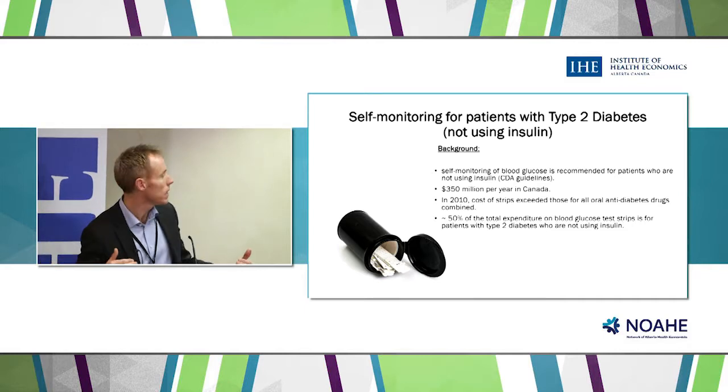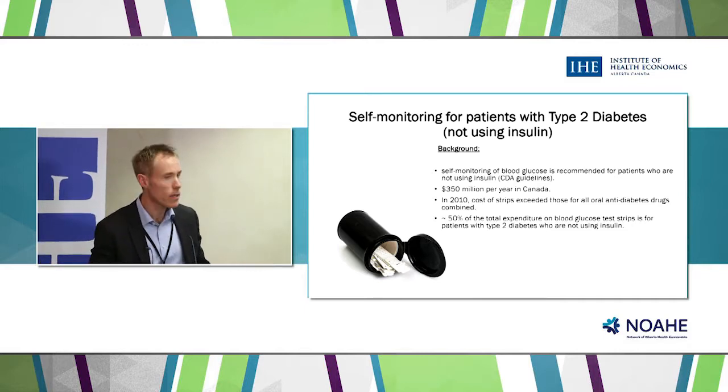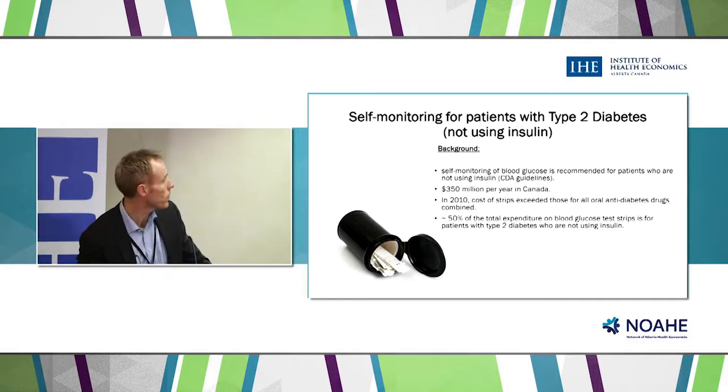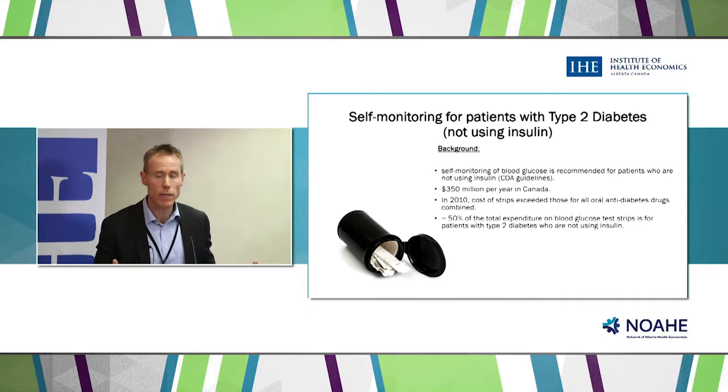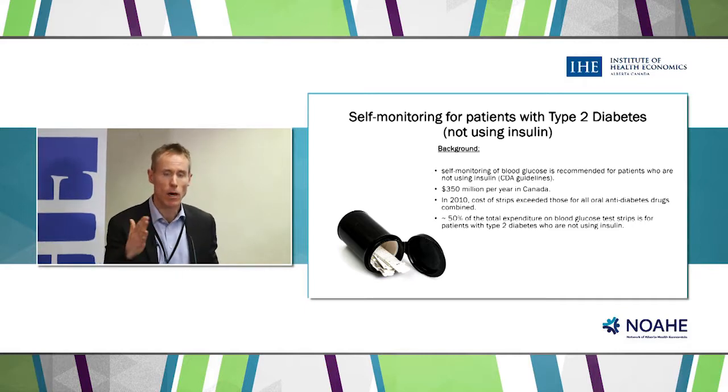But back 8 years ago, the cost of strips actually was a significant portion of the budget when you compared it to the anti-diabetes pills that were being funded. And Canada was spending, I think, $350 million per year, and regular testing was recommended through the Canadian Diabetes Association guidelines. They backed off a little bit, but it was recommended for people who were not on insulin at that time. And half of expenditures on blood glucose testing strips were on people not on insulin.